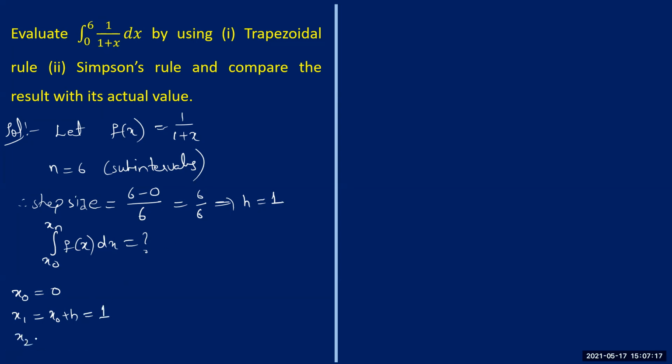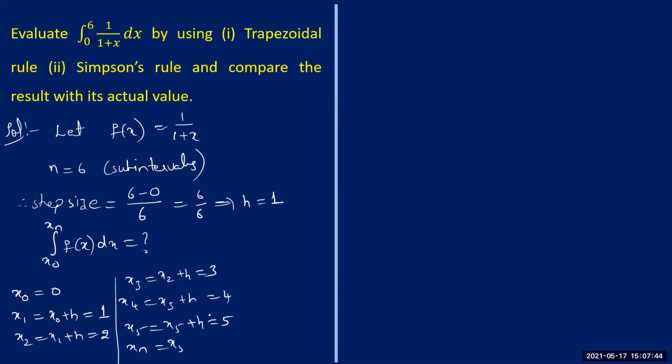Then if you write x2, it is x1 plus h. So x1 we already got as 1 and h is also 1. You see, 1 plus 1, we'll get this as 2. Then x3, it is x2 plus h, which is 3. x4, x3 plus h, which is 4. x5, x4 plus h, which is 5. And xn, which is x5 plus h, which is 6.